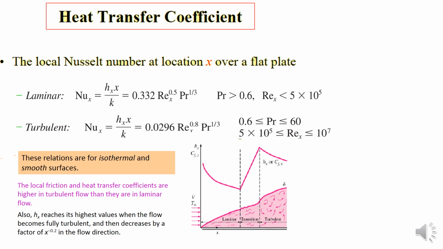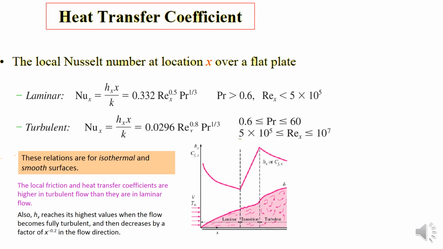So you can see in the figure we have Hx and Cfx on the y-axis, and the x-axis is the distance. You can see the pink line, which is the Hx and Cfx. The value of the drag coefficient and convection coefficient decreases as the laminar flow distance increases, up to the border of the transition, from laminar to turbulent.